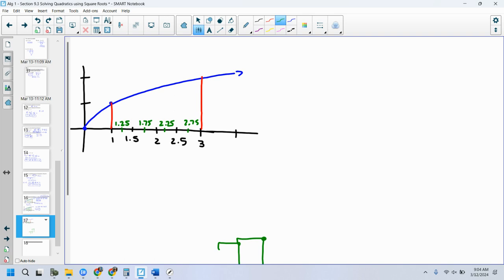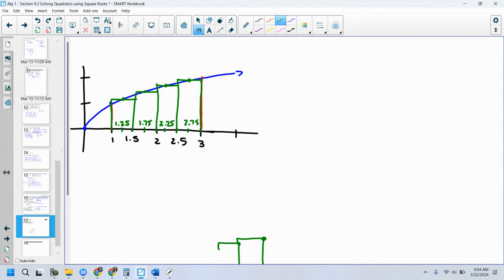Okay, so now just eyeball it up. Here is where that 2.75 runs. Here and here. This is where the 2.25 hits. Here and here. This is where the 1.75 hits. Here and here. And this is where the 1.25 hits. There and there.